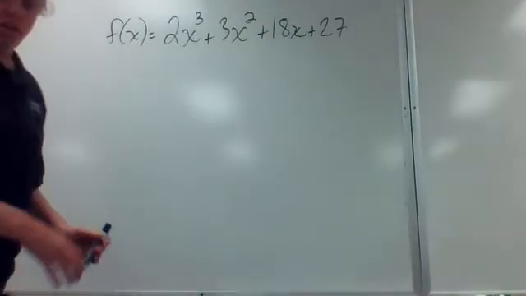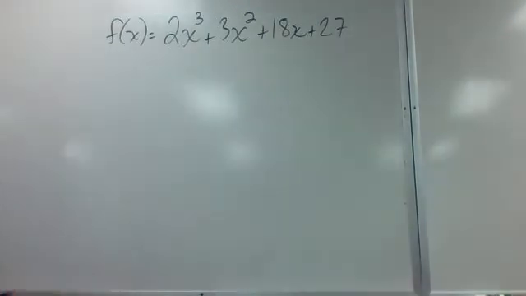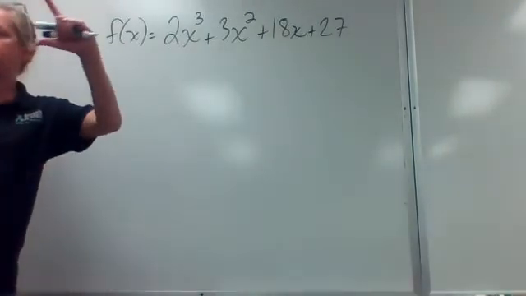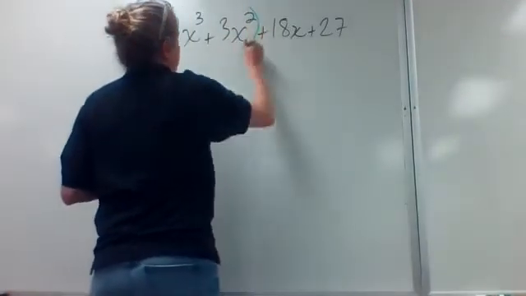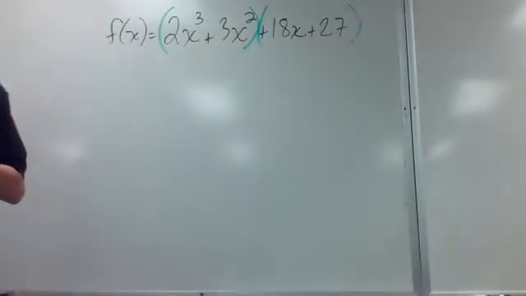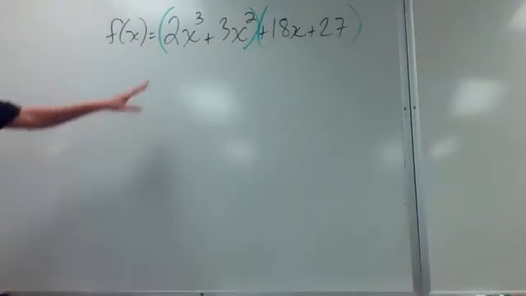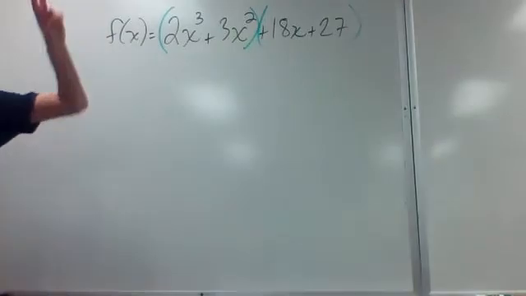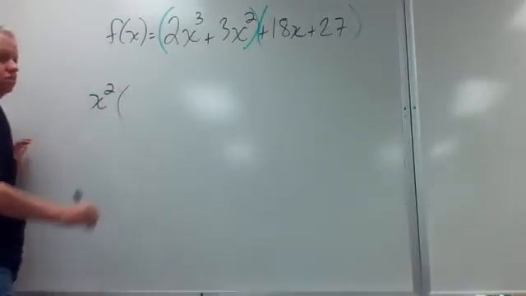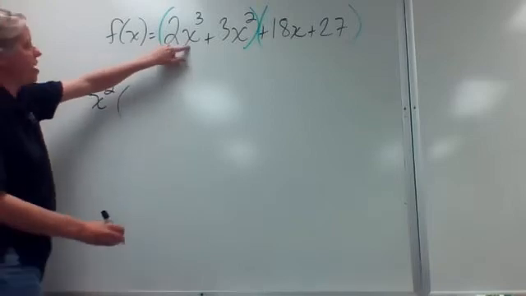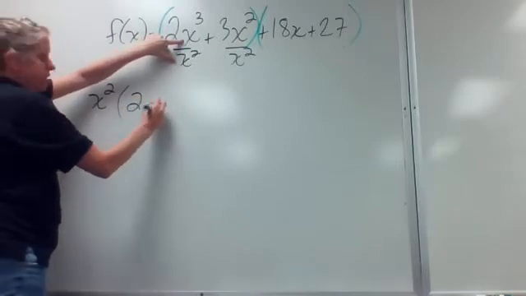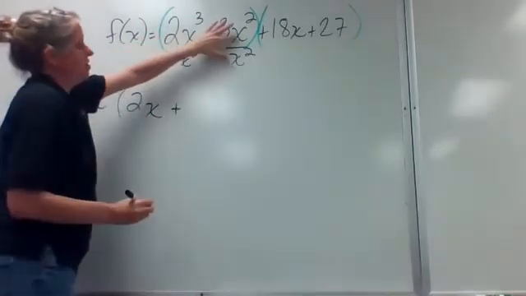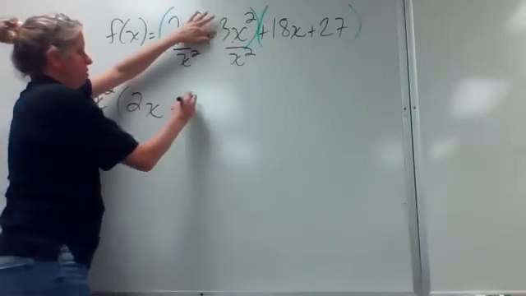Since it's not squared, it's cubed, there's nothing in common with all 4 terms, which means what should I do? Put the 4 terms in groups of 2. So if I group the first 2, group the second 2, what's in common in the first group? X squared. If I take the x squared out of this first term, I'll be left with 2x plus, if I take the x squared out of the second term, all I'm left with is that 3.